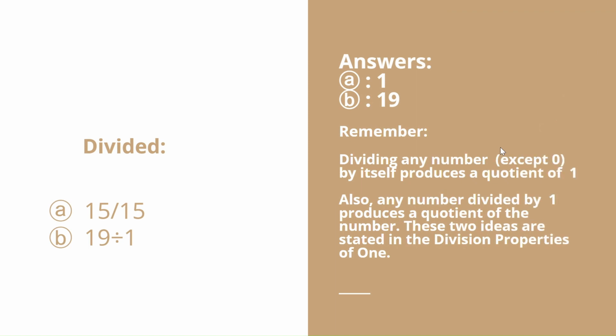Okay, I think time's up. The answer for the first one is 1 and for the second one is 19. So just remember, dividing any number except 0 by itself produces a quotient of 1. Also, any number divided by 1 produces a quotient of the number. These two ideas are stated in the division properties of 1. So no matter how big the number is, when you divide it by itself, it produces a quotient of 1. Or no matter how big the number is, when you divide it by 1, the answer will be itself.